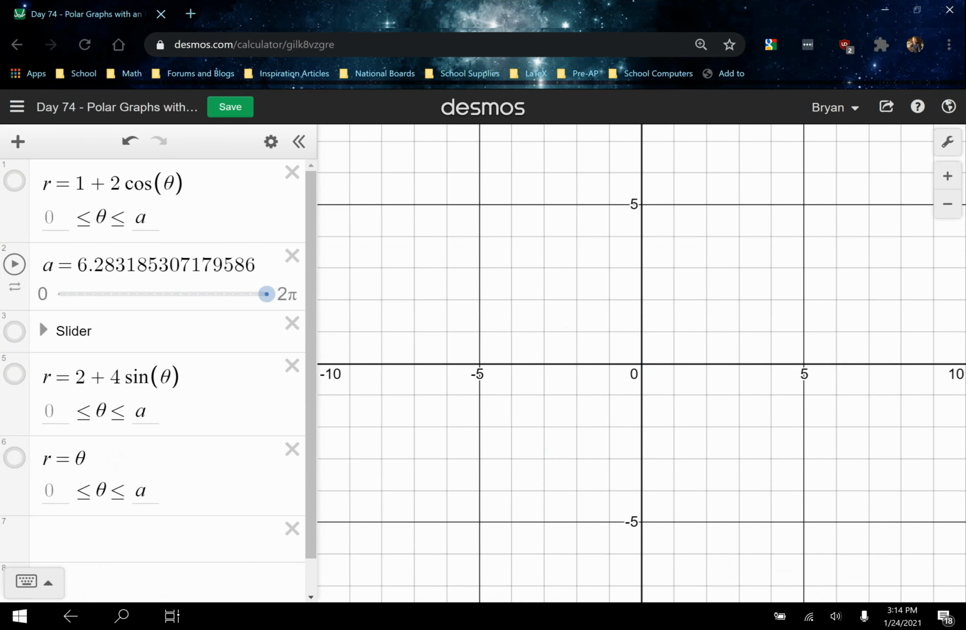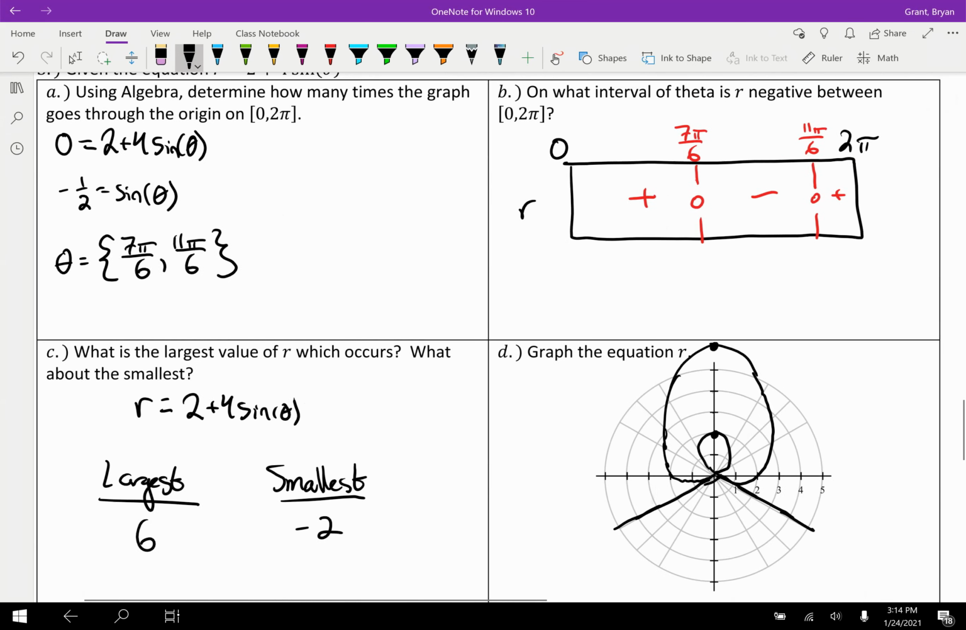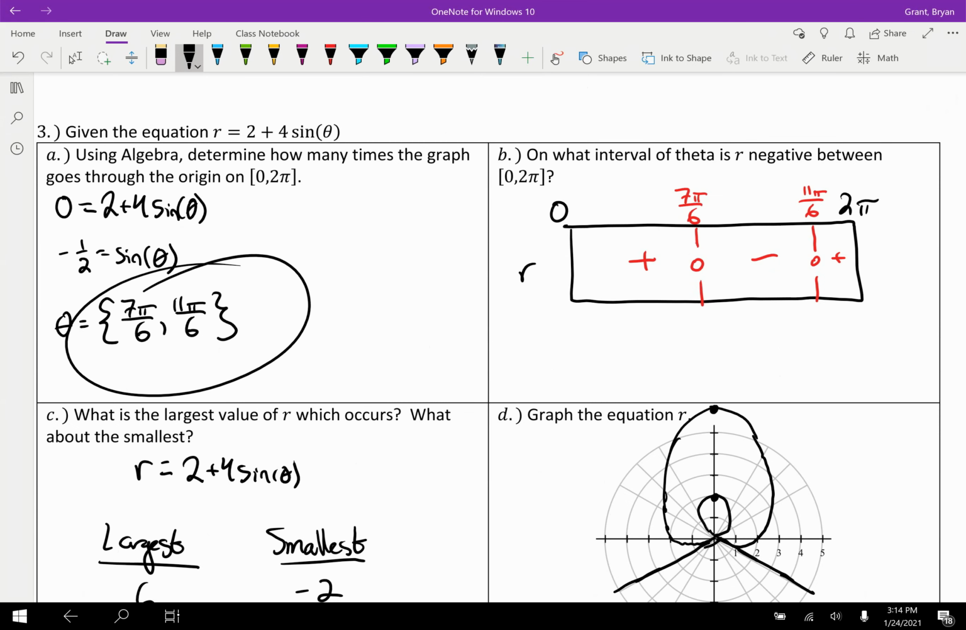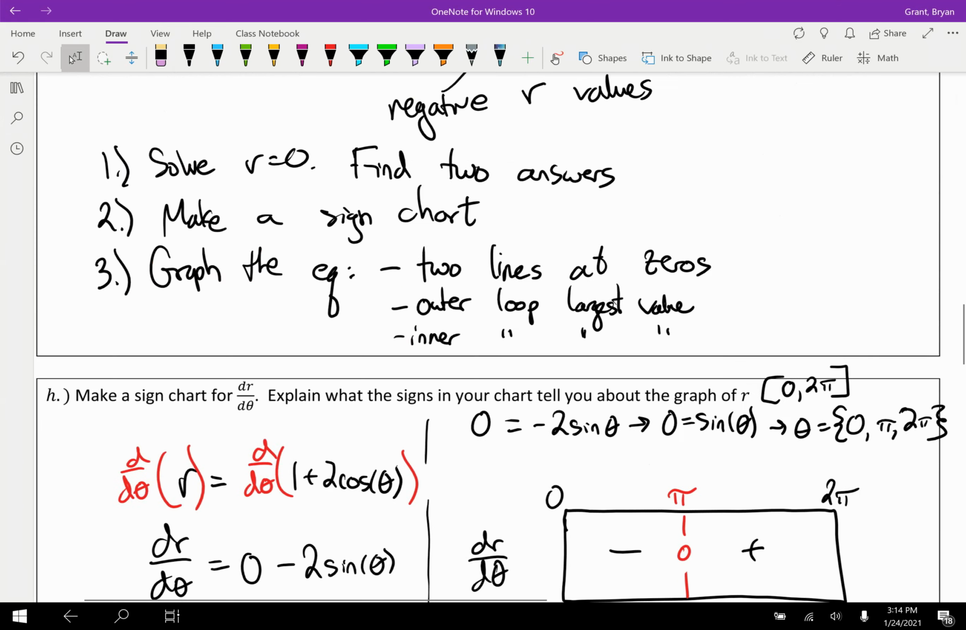So thanks for hanging out with me today. As before, what's important for today, you need to know especially how to find the values that create the inner loop. There have been questions in the past that ask you to find just the area of the inner loop. And to do that, you need to know where the inner loop occurs. You should also be able to recognize which graphs have inner loops and which ones don't. And I'd say that's about it for today.